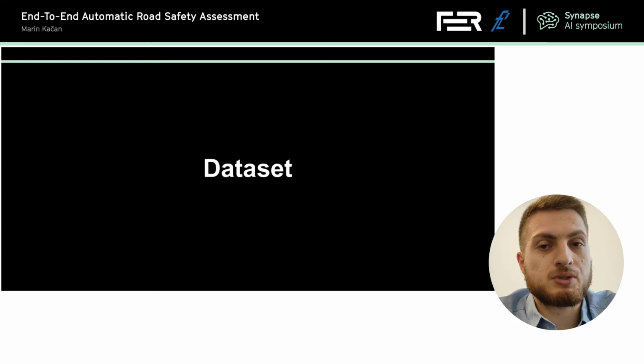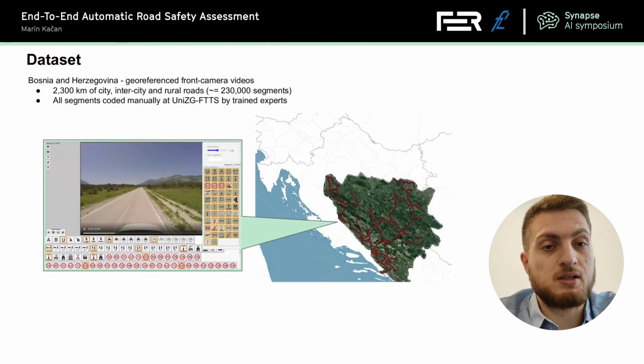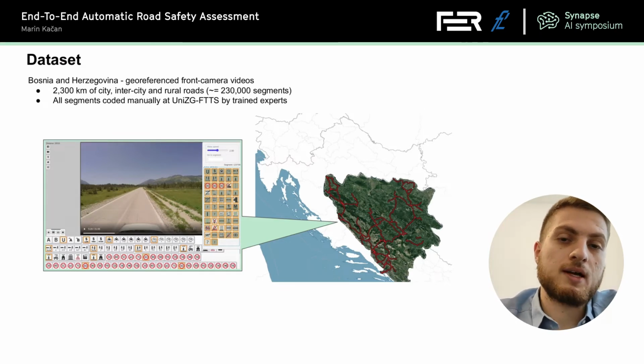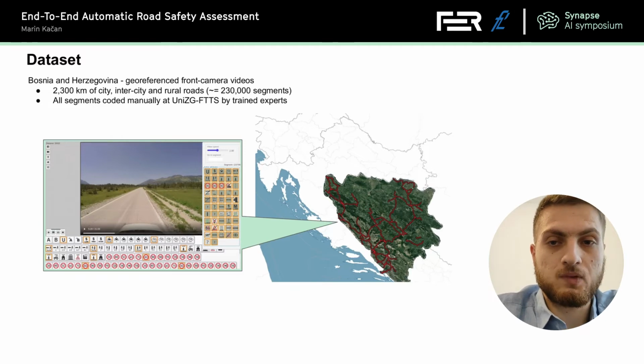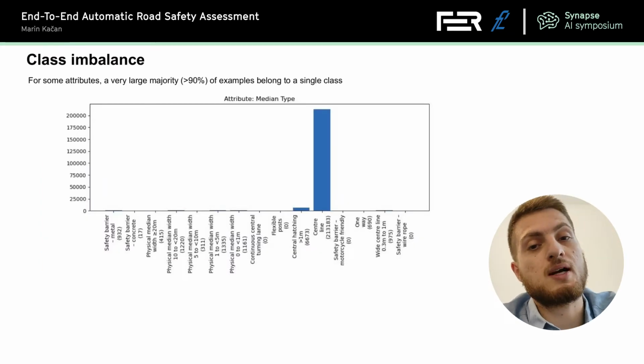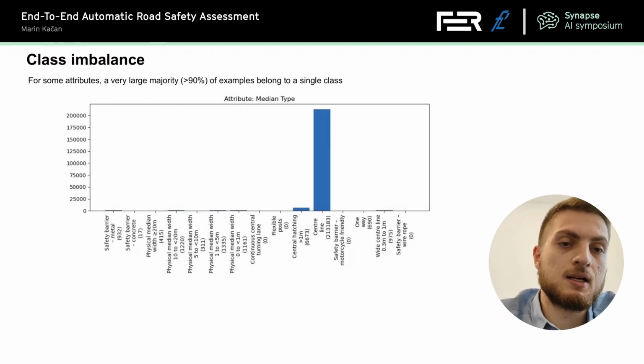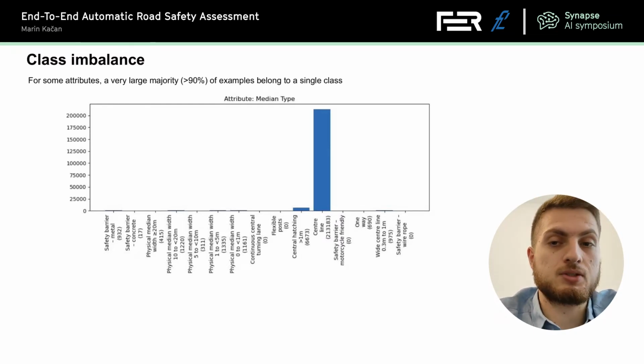Our main dataset that was acquired throughout the country of Bosnia and Herzegovina consists of georeferenced front camera videos of about 2,300 kilometers of various kinds of roads, where all segments have been annotated with all attributes by trained experts. One very important issue that arises with this and many other real-world datasets is a severe class imbalance, which is present in a majority of attributes. This is a very important issue that we will refer back to multiple times.